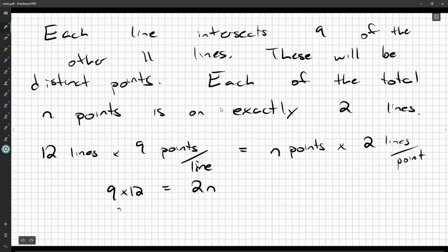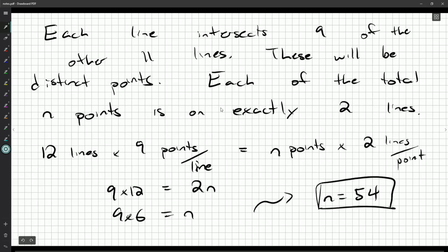Okay, so divide by 2 on both sides. 9 times 6 is going to be n. So n is going to be 54. And there we go. So we would think 108, 9 points, 12 lines, 108, but each point is counted twice. We have to divide by 2, and there we get 54.